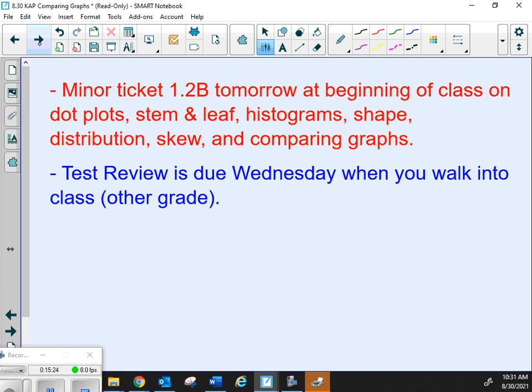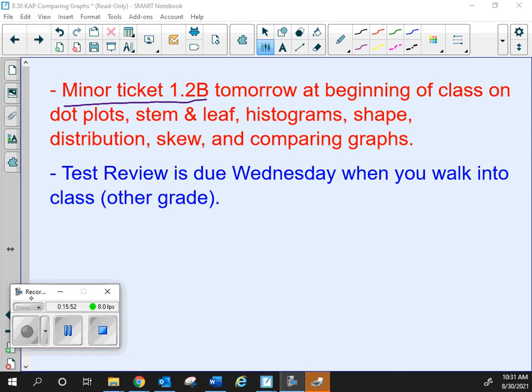So again tonight, or some reminders for tomorrow. First, you will have a ticket tomorrow at the beginning of class. We're not going to do an activities review, but it's going to be on dot plots, histograms, shape distribution, skew, and comparing graphs. So look over that stuff. Test review is due Wednesday, so maybe I would do the next 3 or 4 problems so that you're not leaving it to the last minute. Go ahead and take a minute to update your weekend glance right now, and that's it for y'all online. Thank you.